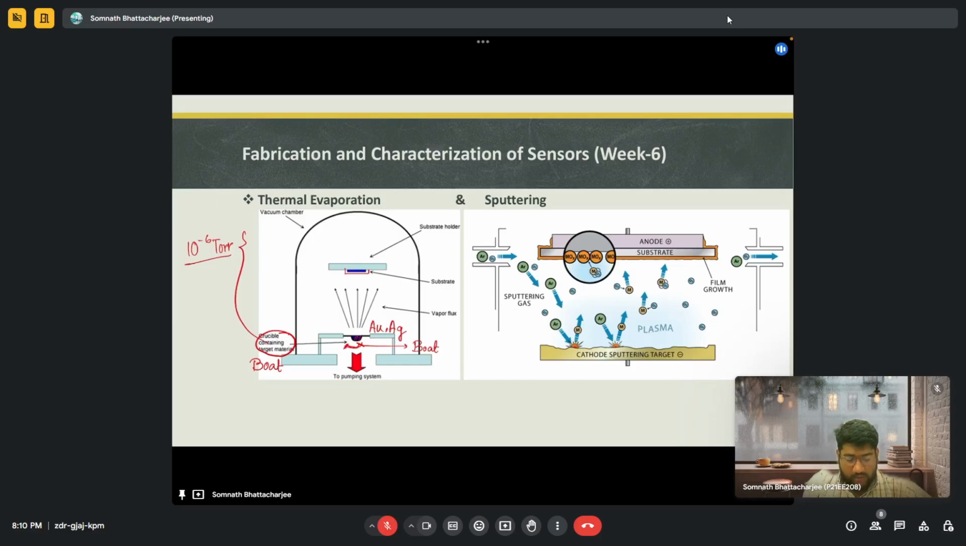If we need a specific design, let's say we want a design like this, we'll just make a mask of this kind of thing, and based on this, the material will only be deposited inside this structure. So this is called thermal evaporation.